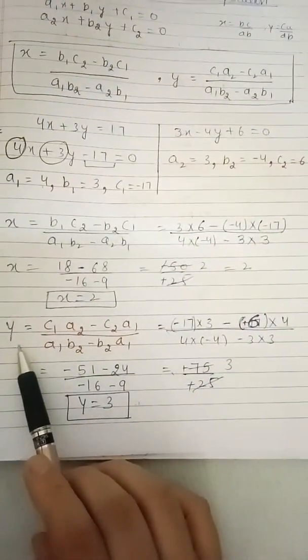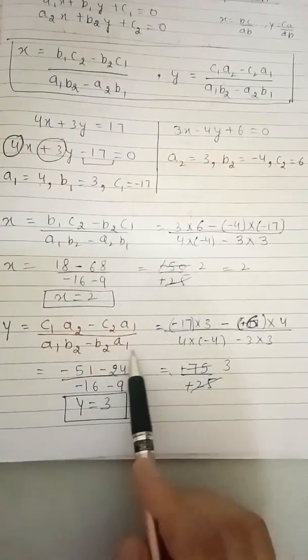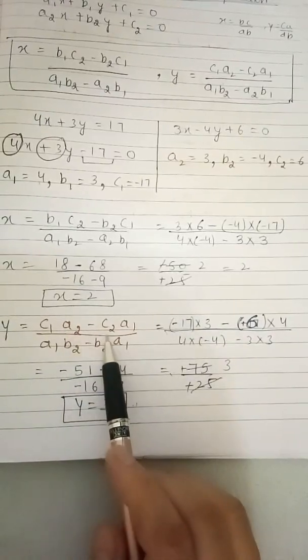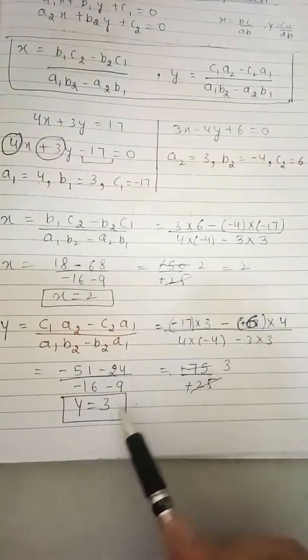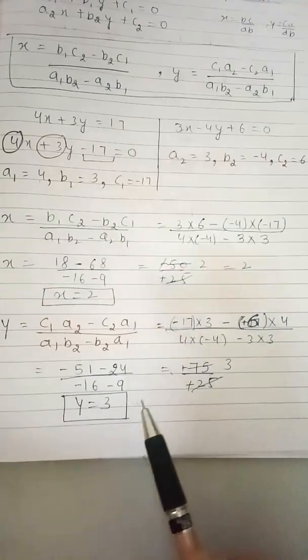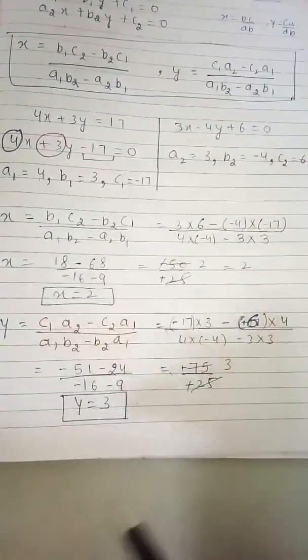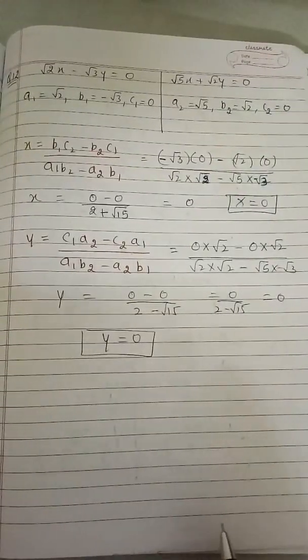Similarly, the formula of y is c1 a2 minus c2 a1 over a1 b2 minus a2 b1. Put the values of a1, b1, c1, c2, and after solving it we are getting y equal to 3. So the main thing is you should learn this formula and this formula, then you can solve the question easily. All the questions are simple and easy.